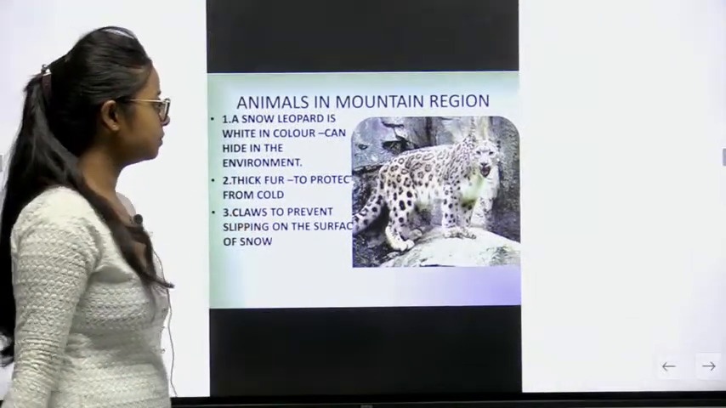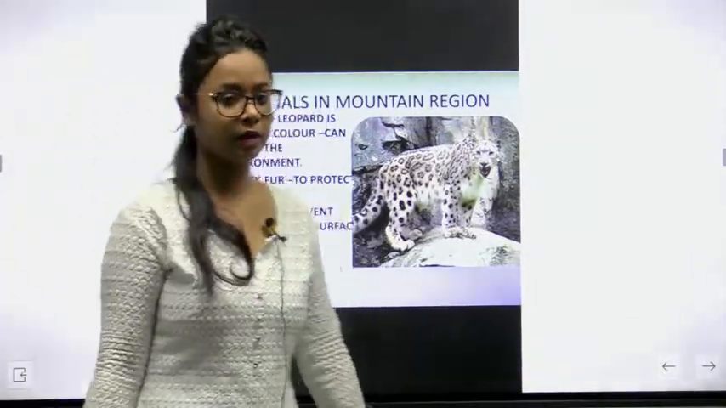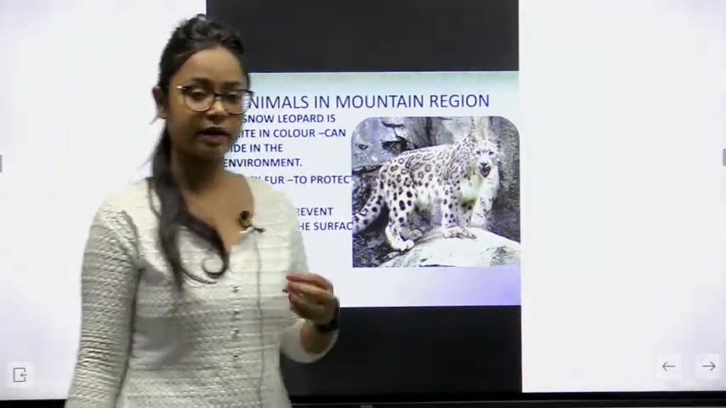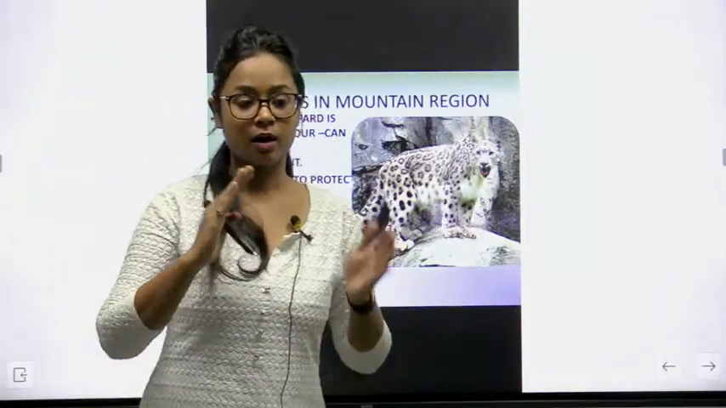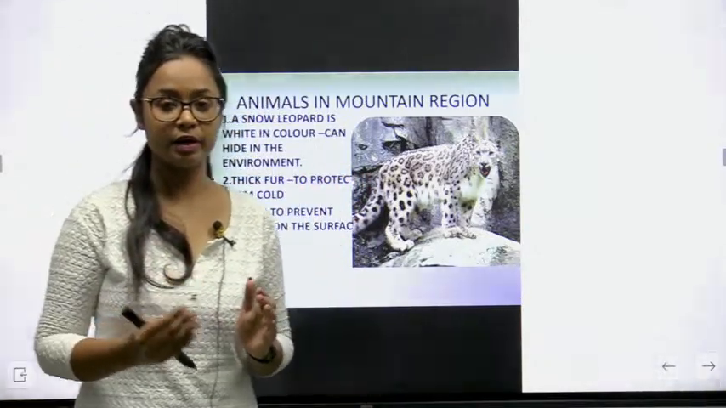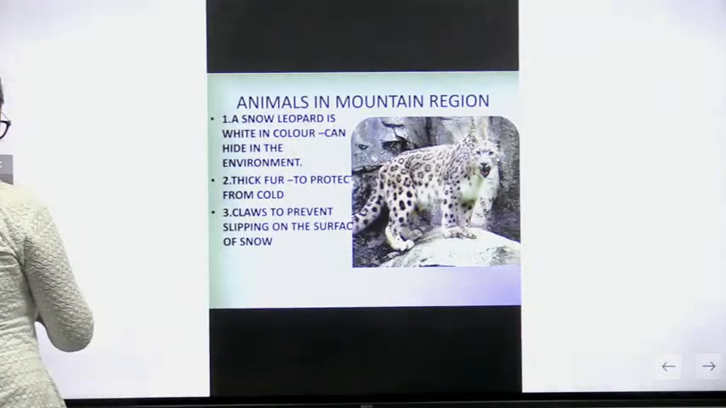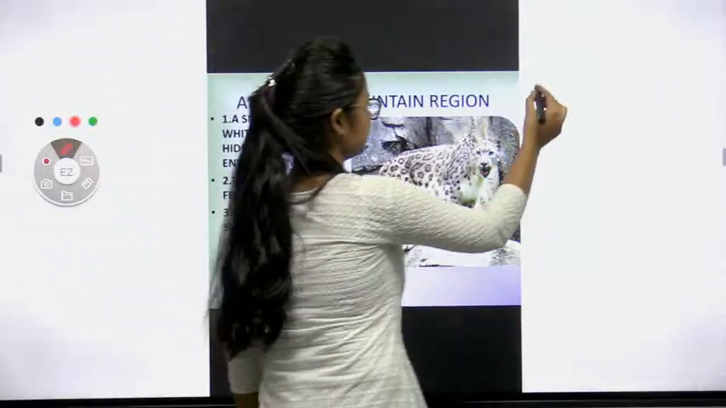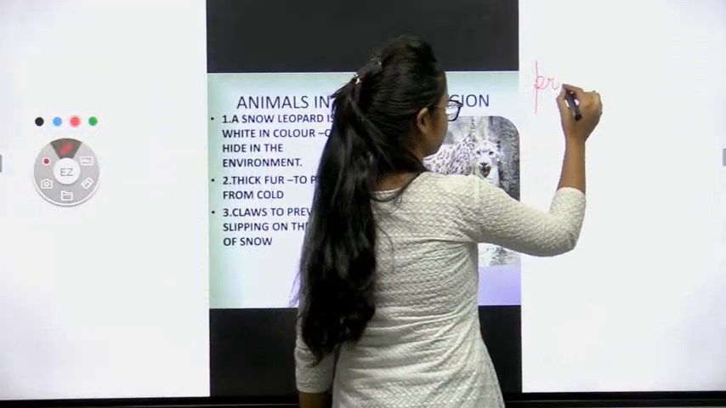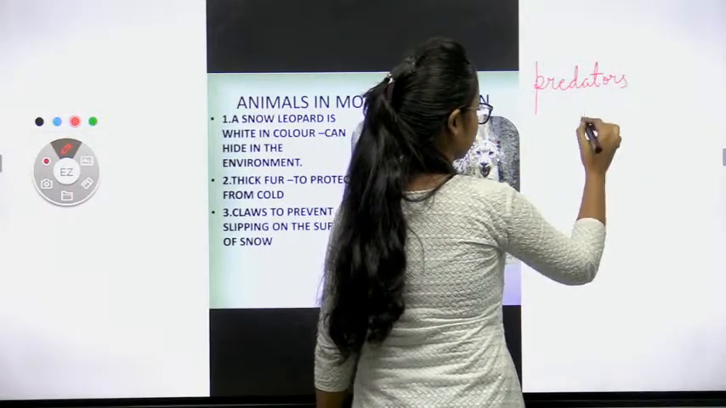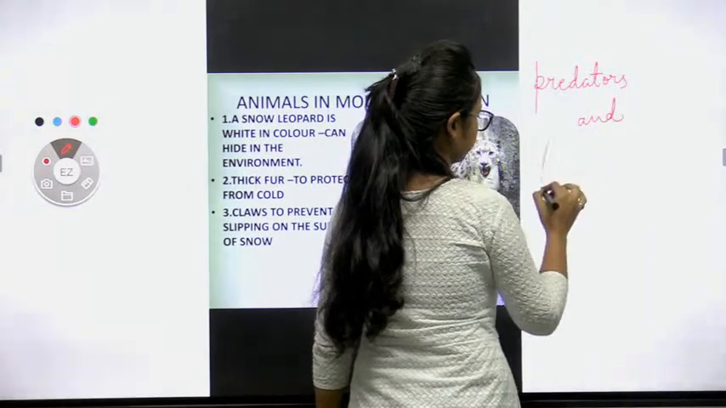Animals. Now animals that live in mountainous regions, if we talk about the snow leopard, are white in color so that they can hide themselves from their predators. Now what is a predator and what is prey? What is the difference between predators and prey?